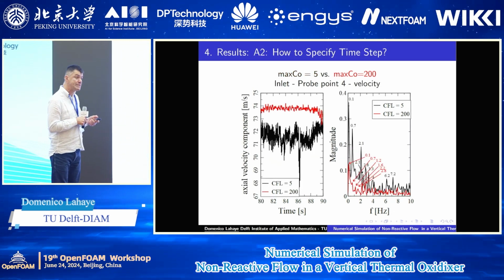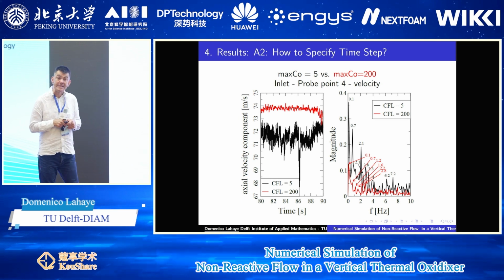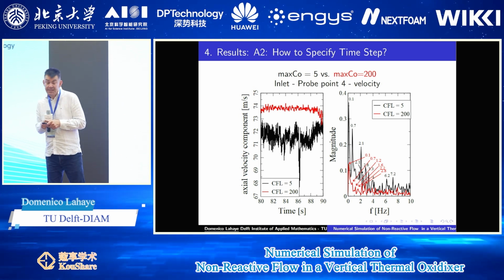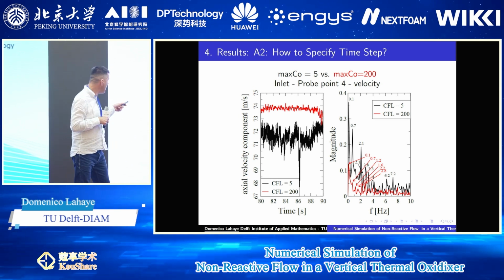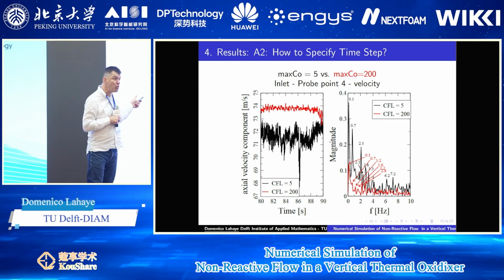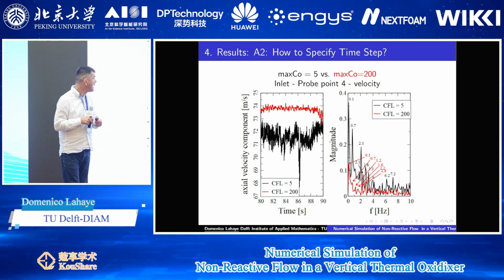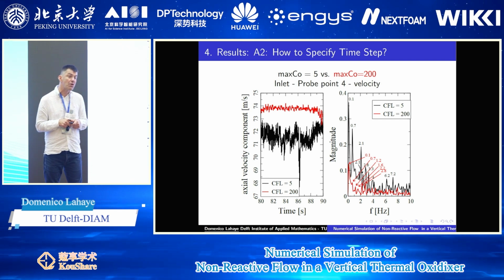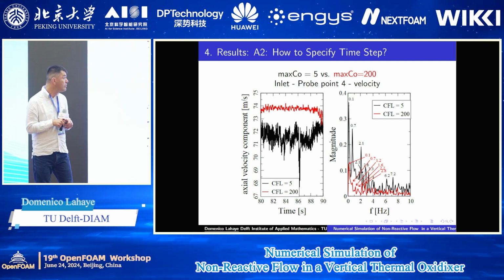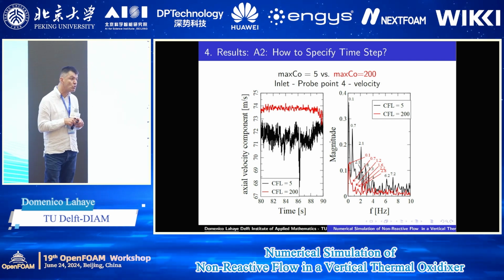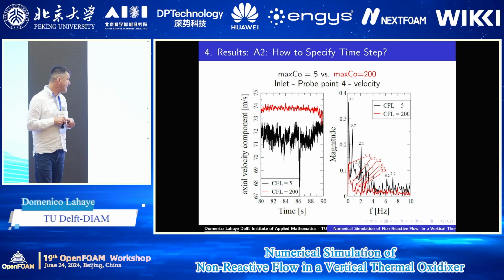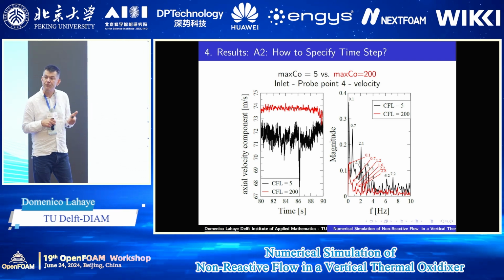This can be translated into a signal for the velocity. Again, time domain left, frequency domain right. In black, the accurate Maxco 5. In red, the Maxco 200. Again, we dampen and lose information.